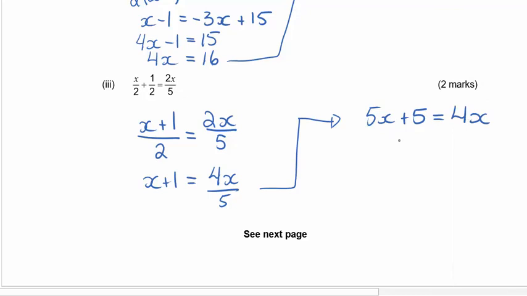So now I'm going to collect my terms together. I'm going to subtract 4x from this side, and I get 5x take 4x is just 1x. And I end up with 0 left on our right side here. So subtracting our 5 from each side, we can see that x is negative 5.